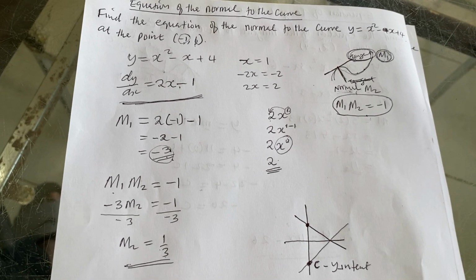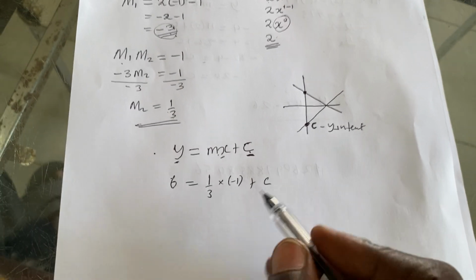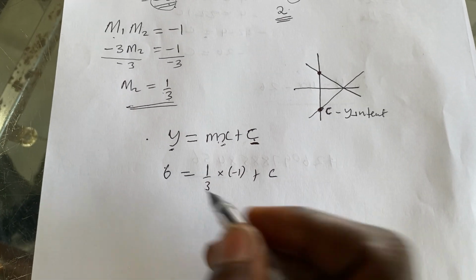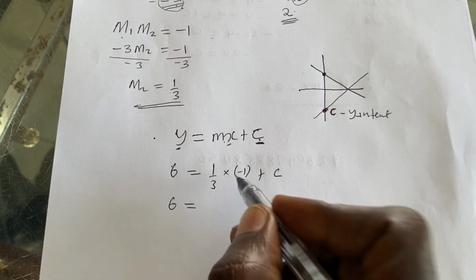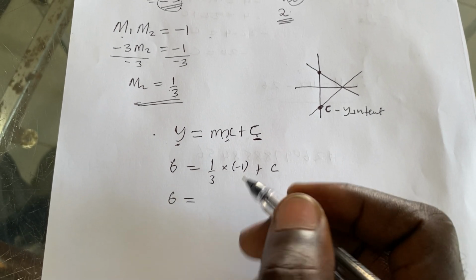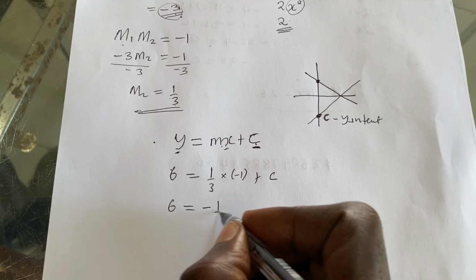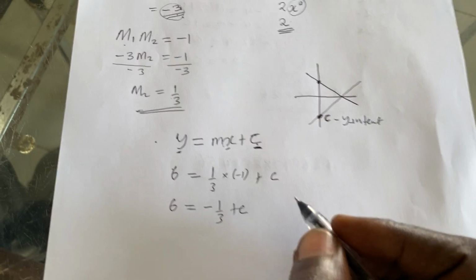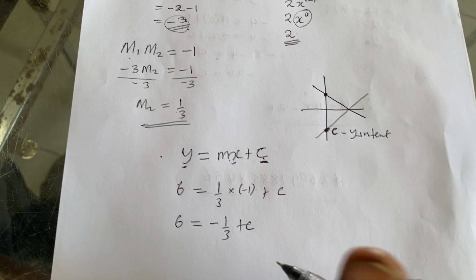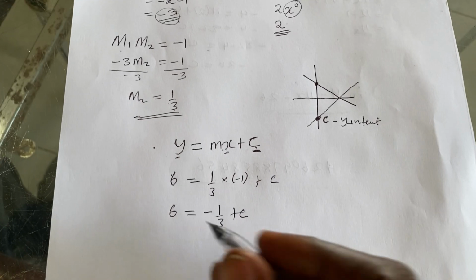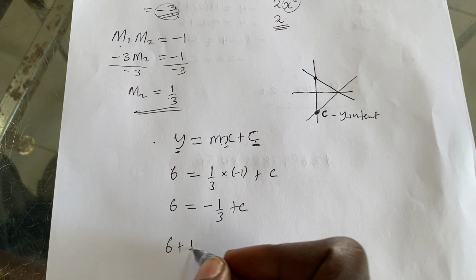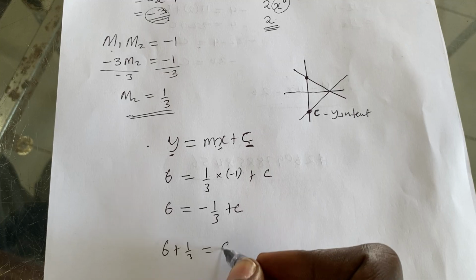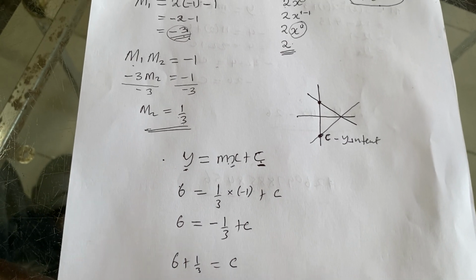Then you can multiply this side, saying 6 is equal to 1/3 times -1, which will give you -1/3, then plus c. Then from here, like terms together, meaning this one should come to the other side. So you have 6 plus 1/3 is equal to c.